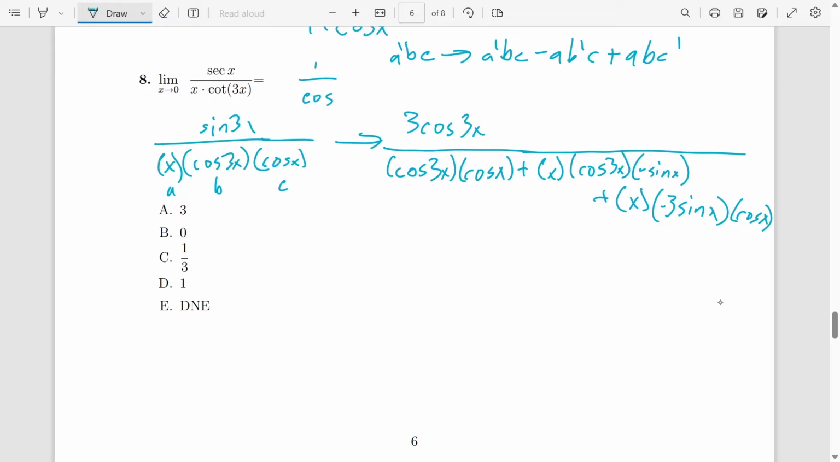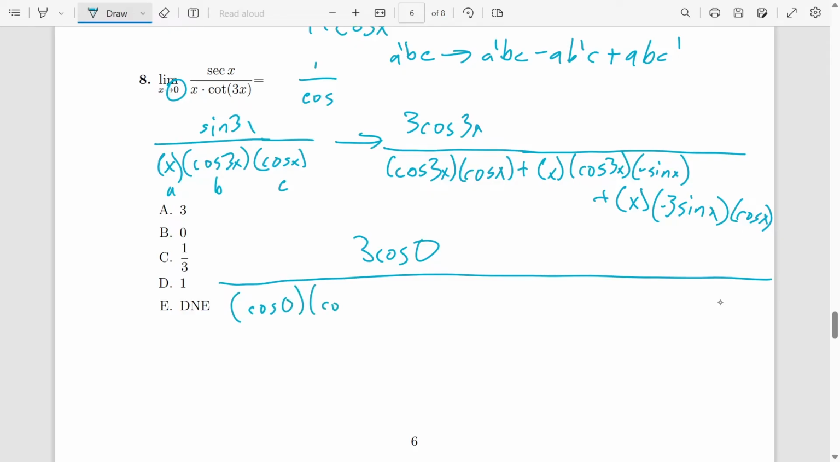And then well, now we're all done. We have our derivative of both the top and the bottom, and I'm absolutely praying that when we plug in 0 in for all of these x's, it will not be indeterminate and we can get our answer. So let's try that out. So this becomes 3 cosine of 0 all over cosine of 0 times cosine of 0 plus 0 times, oh, okay, I don't really have to worry about these at all since they have this times x term at the front and 0 times anything is just 0, so it's just plus 0 plus 0.